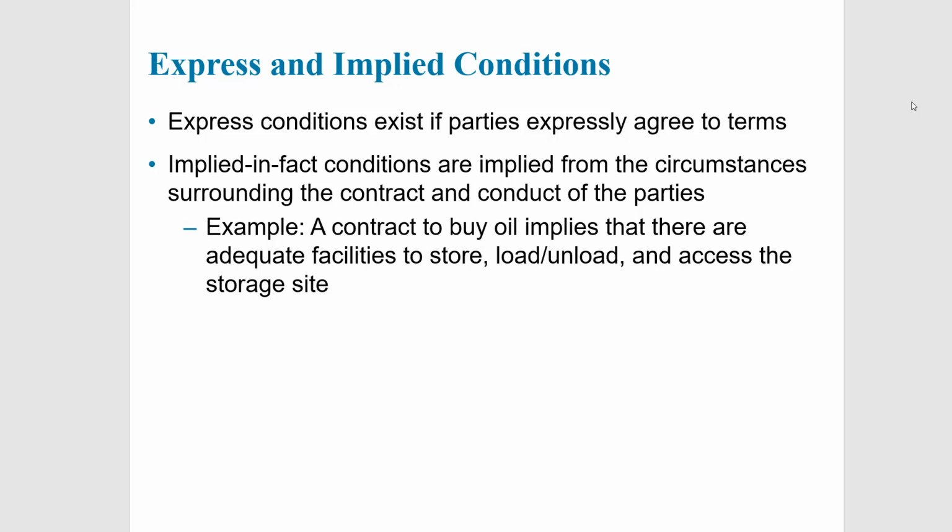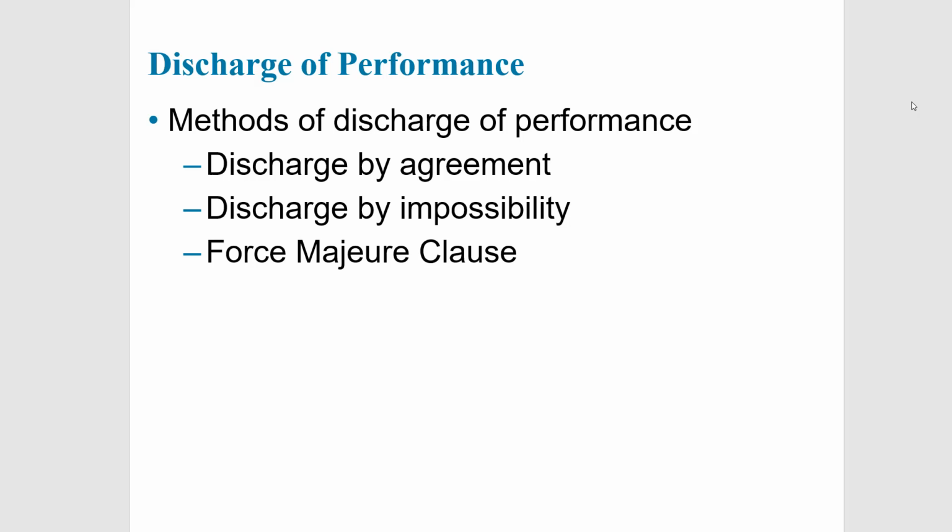So when can performance of a contract be discharged? Well, it can happen by agreement, it can happen by impossibility, and then a lot of contracts include what we call force majeure clauses. So let's look at all those.